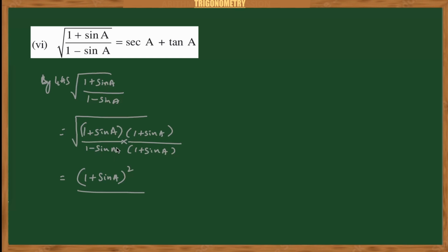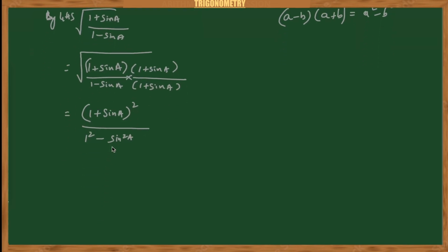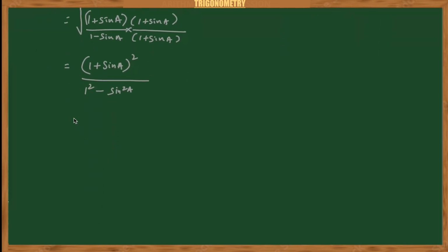Here you can see this is forming like A minus B into A plus B. So we can utilize this identity, A minus B into A plus B as A square minus B square. So let's try to put it here. A is here 1 square minus B, which is sin square A. Let's not forget our root.